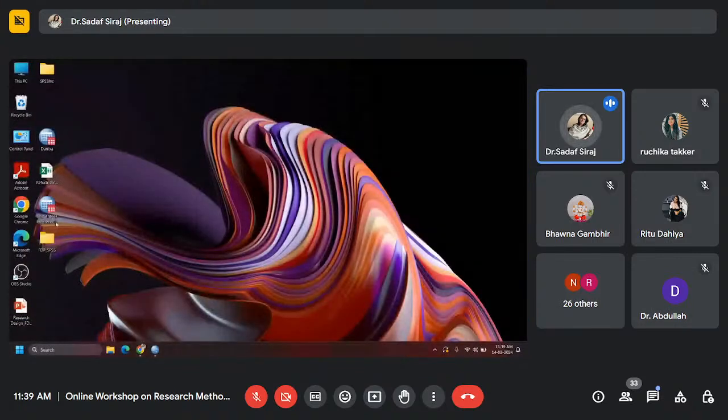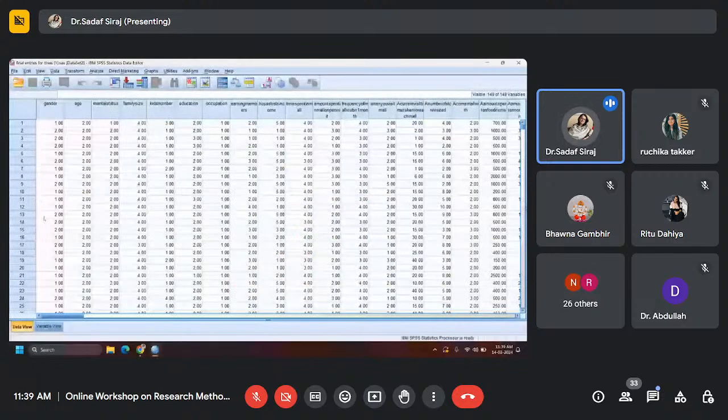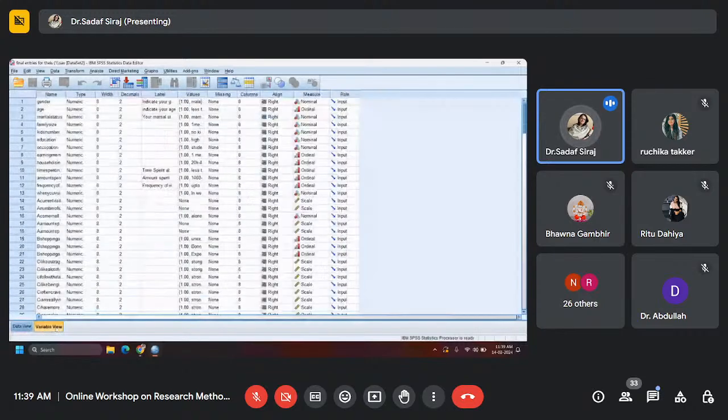There's one database that was shared with you people. Can you people see this database? Say yes or no. Yes, ma'am. Those of you who can open up the database can open it up in their systems. In case you do not have SPSS, just have a look at it.